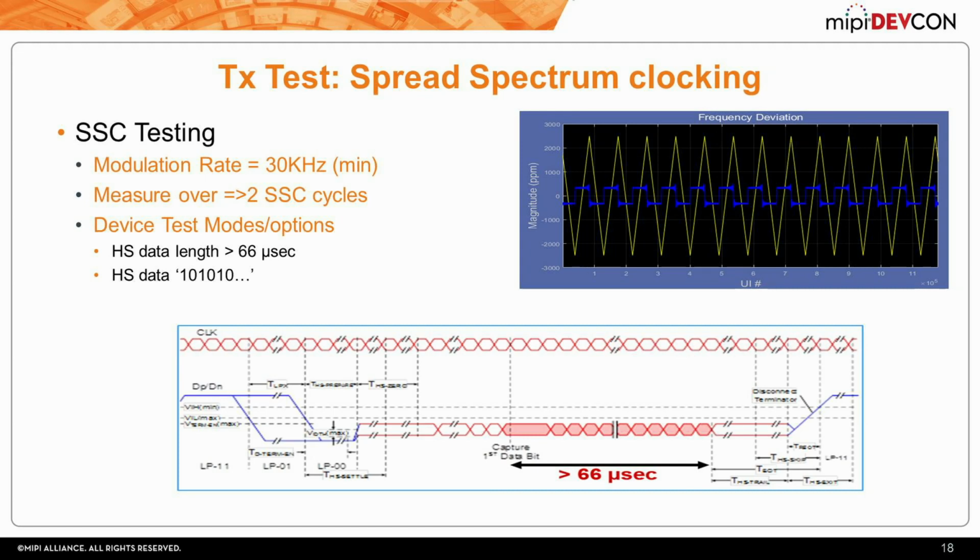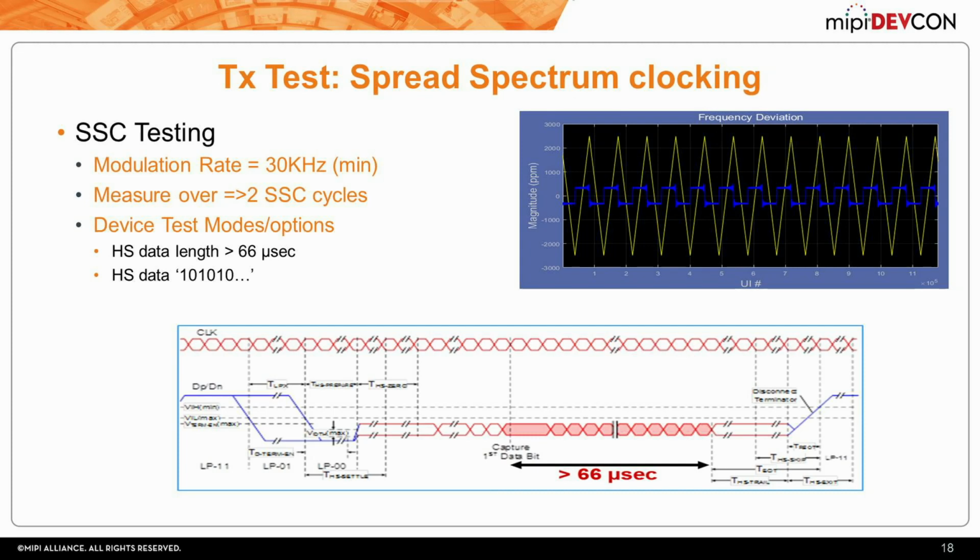So the test described in the CTS needs us to perform the measurement at a minimum of 2 SSC cycles, which is at 30 kilohertz. The minimum is 30 kilohertz, which amounts to about 66 microseconds.